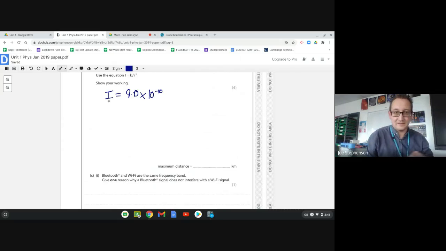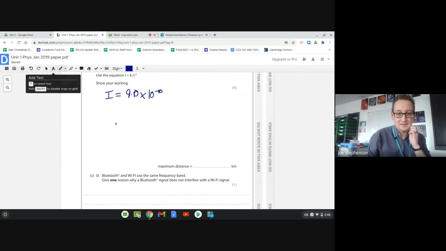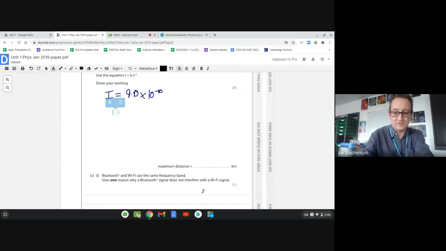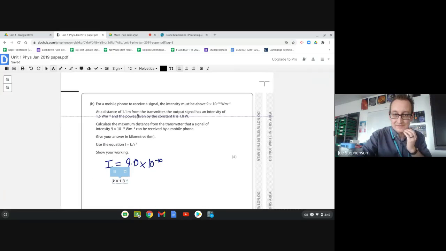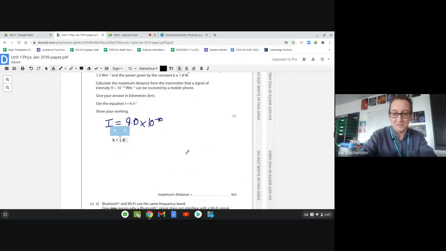And then your K, I'm just going to type this one in instead, guys. K is equal to 1.8. That 1.8 is coming from here. It actually tells you, in this case, the power given by the constant is K, 1.8. So it tells you what K is. What it's asking you to do essentially is to calculate the distance, isn't it? So R is the distance.